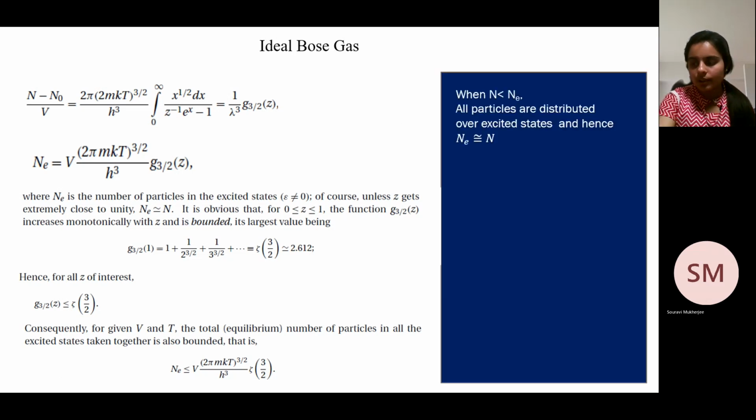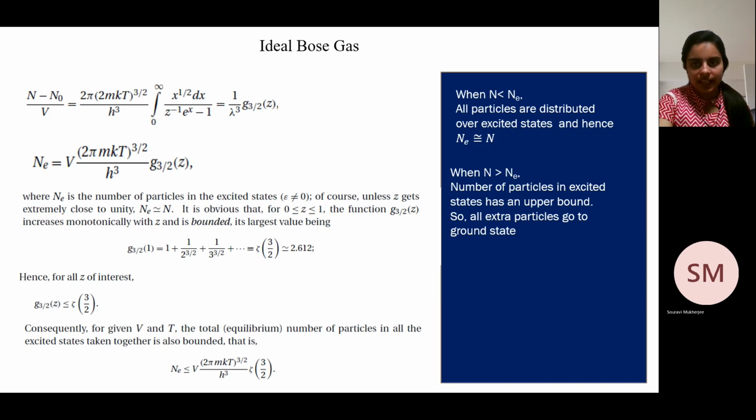What happens when N is less than Ne? When N is less than Ne, all particles are distributed over the excited states. Why? Because you have still not reached the limit of Ne. So the particles would go and distribute in the different excited states, so everything is fine. In a way, you can say that Ne is approximately equal to N.